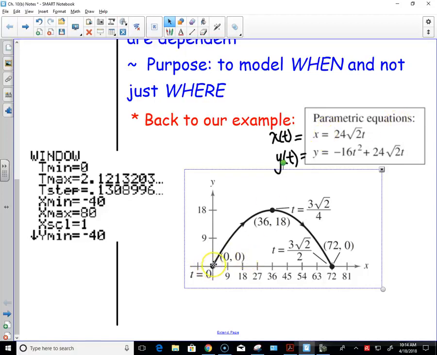The t equals time is going to determine how many of the x's and y's are actually graphed. So when t equals 0, the particle, or the ball or the projectile, was here. At t equals 3 root 2 over 4, the particle or the projectile was here. And then at t equals 3 root 2 over 2, the particle or the projectile was here.